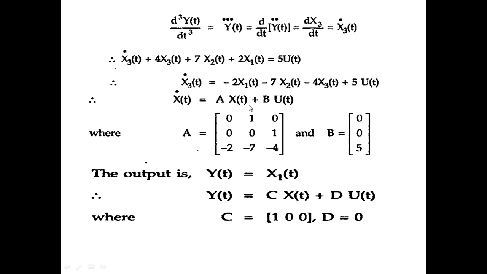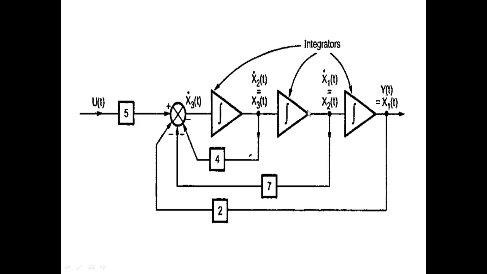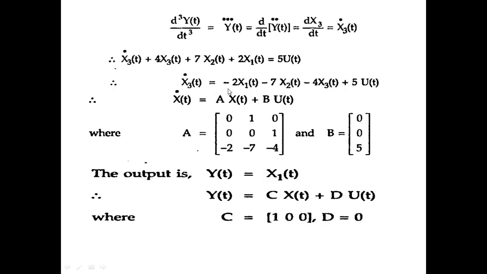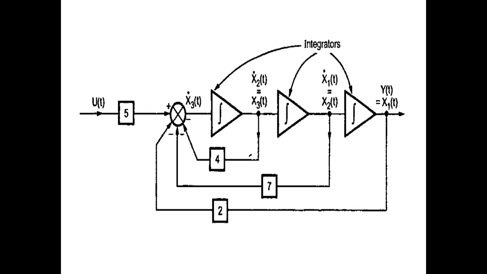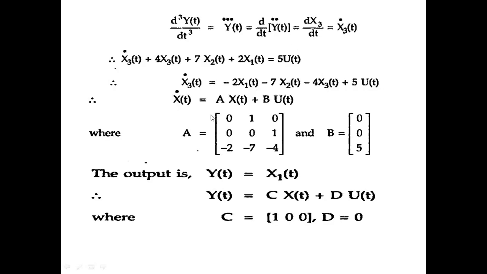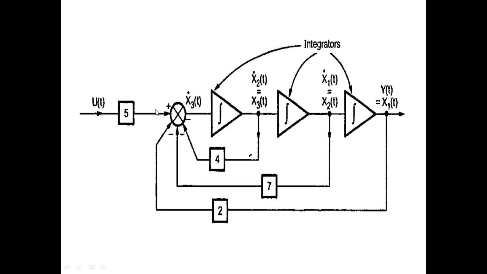Then how do we represent the state diagram for this? So this is the main equation, and by using this you can write the state equation. How many integrators must be present here? Because this is a third order system, there must be 3 integrators. So 5 into u of t should be given to the adder, and the output of this adder is x3 dash of t. It should be given to the integrator.